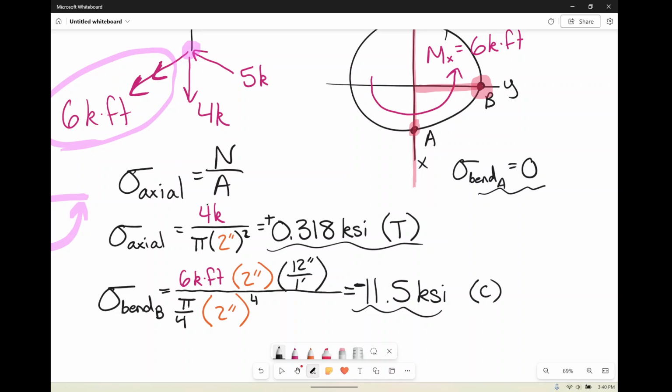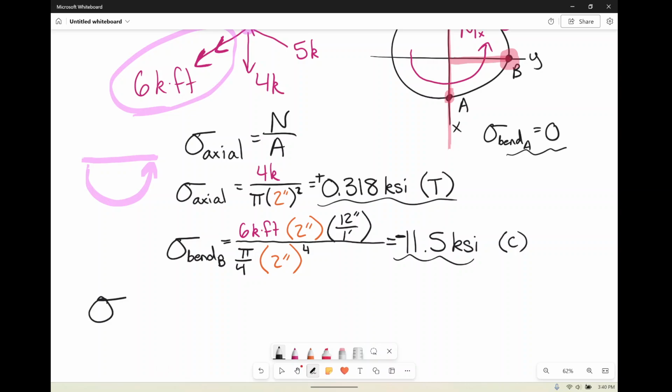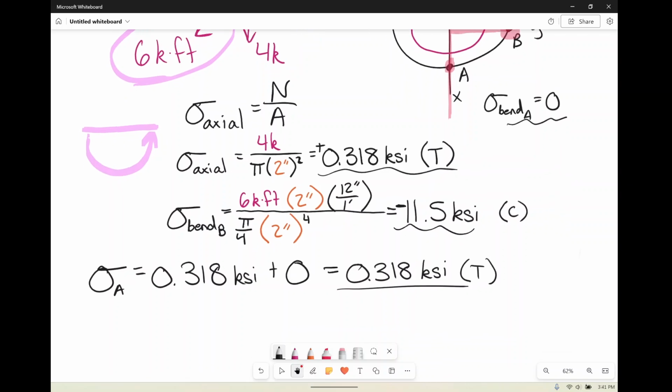compression. Okay, so now if I want to truly find what is the normal stress at A, I'm going to add my axial, and my axial was 0.318 KSI, and my bending at A we said was 0. So my normal stress at A is 0.318 KSI. And it is in tension, kind of important there, it is positive.